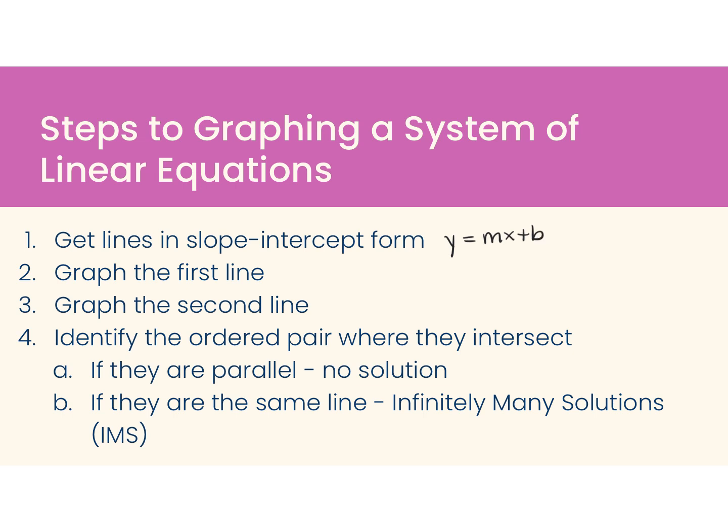The second step is to graph the first line. Then you're going to graph the second line. Then identify the ordered pair where they intersect. Okay, so if they intersect somewhere, you're going to have an x and you're going to have a y. Okay, if you don't have an x and a y where they don't intersect, then they may be parallel. So if it's parallel, you're just going to write no solution or NS. And if they're the same line, you're going to write IMS, infinitely many solutions.